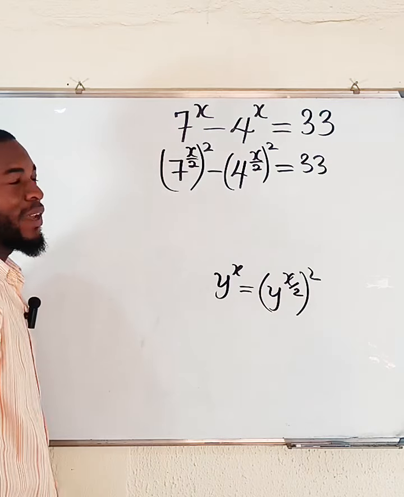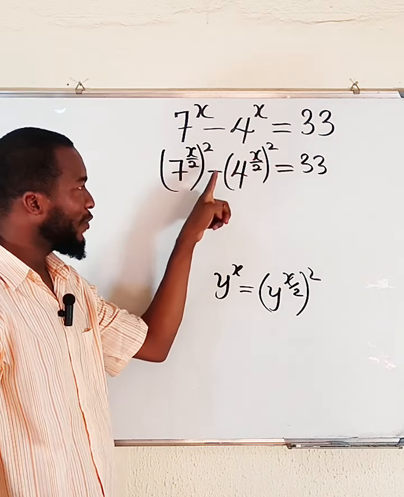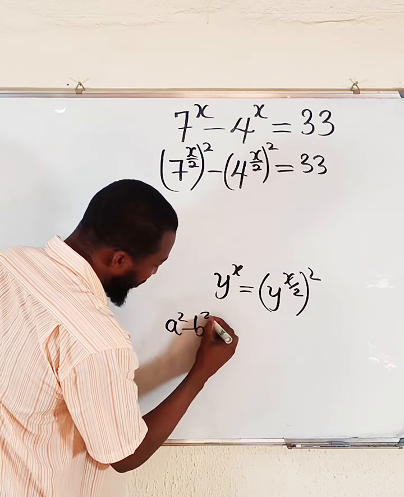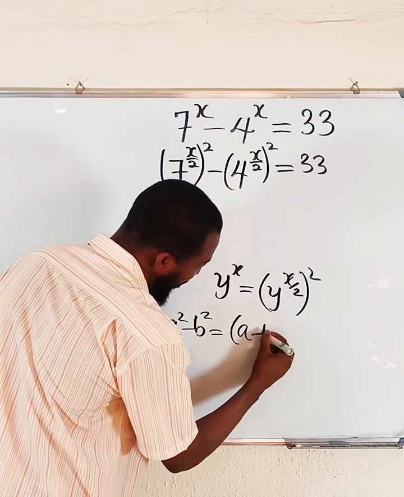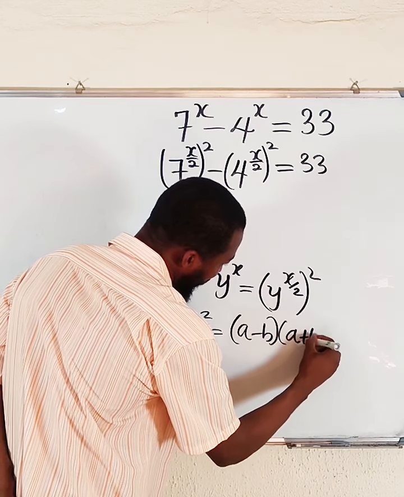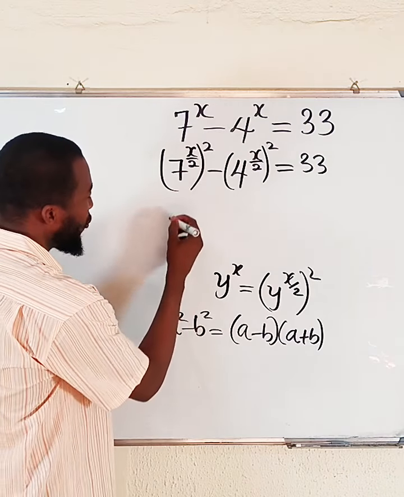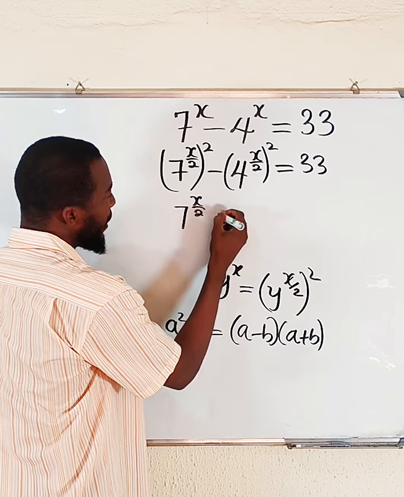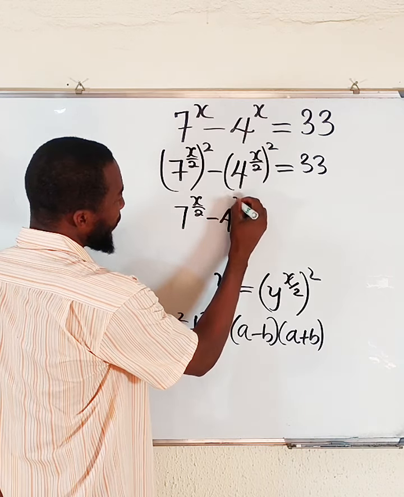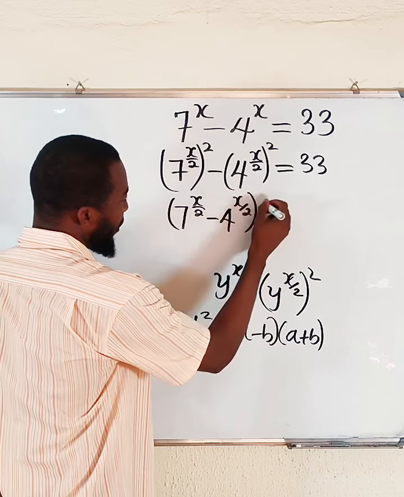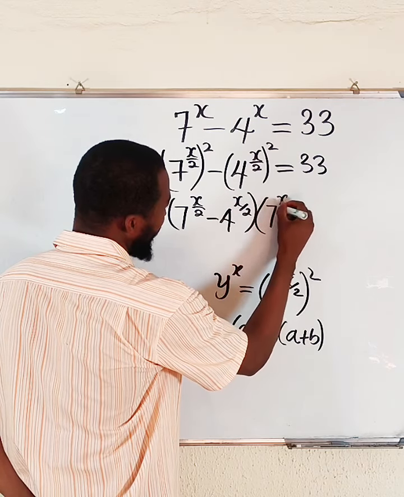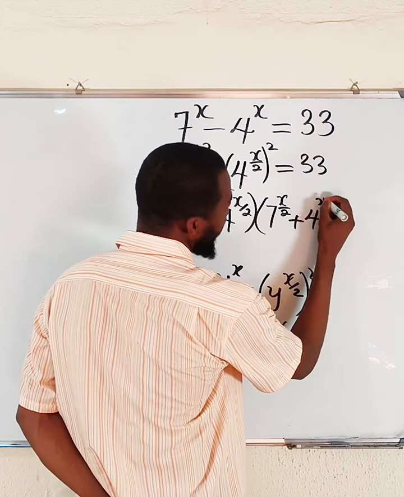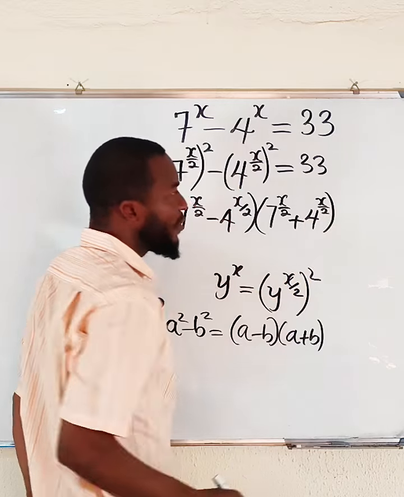Now you can see we have a difference of two squares. Remember, if I have a squared minus b squared, this is the same thing as a minus b multiplied by a plus b. We're going to apply the same thing here. So we have 7 raised to the power of x divided by 2, minus 4 raised to the power of x divided by 2, multiplied by 7 to the power of x divided by 2 plus 4 raised to the power of x divided by 2, and all of this equals 33.